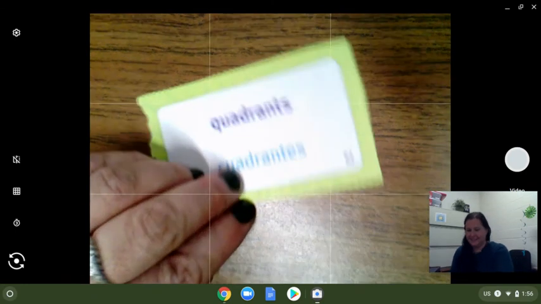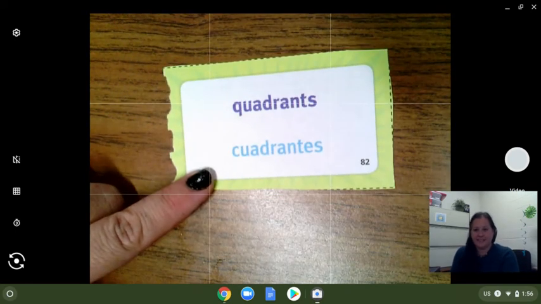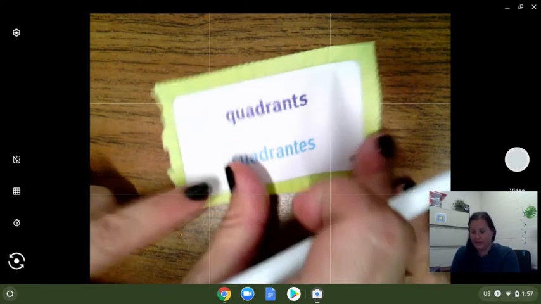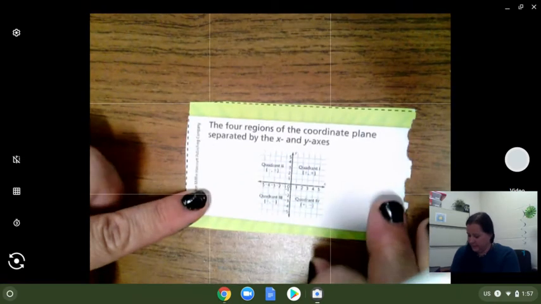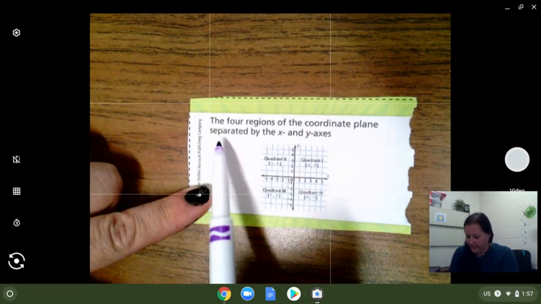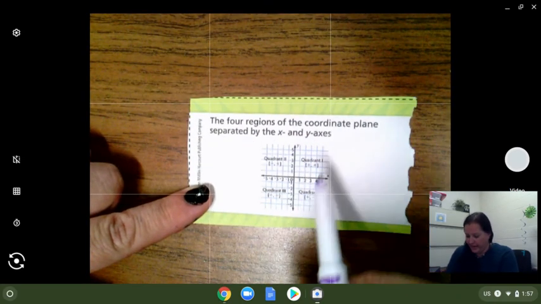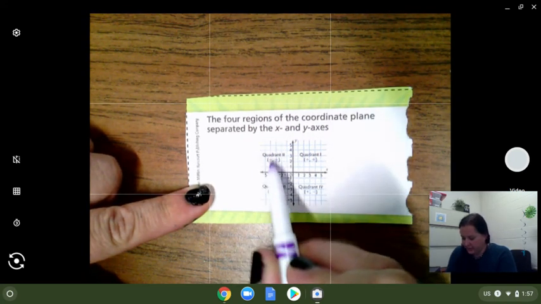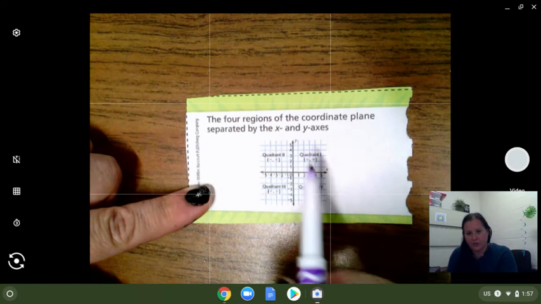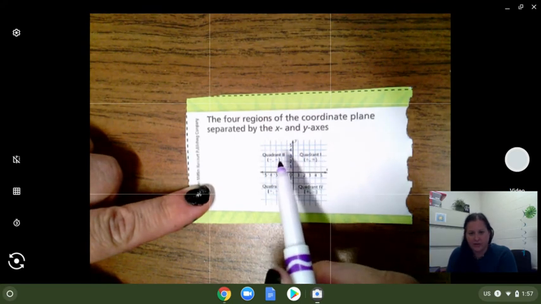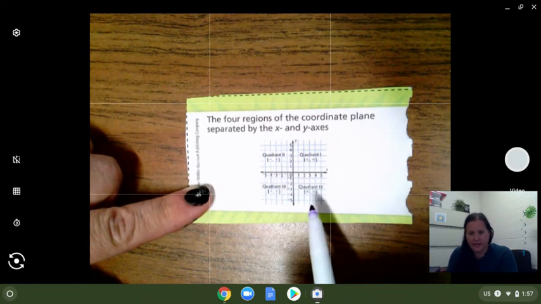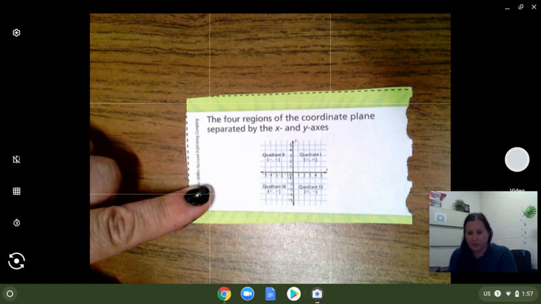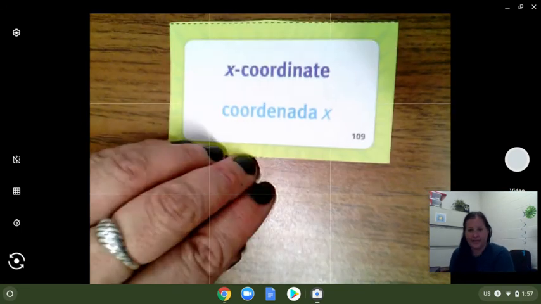Quadrants. The word quadrants. This has to do with the coordinate grid. The 4 regions of the coordinate plane separated by the x and y axis. So this is going to be a quadrant, another quadrant, another quadrant. Each of those are a quadrant. This is quadrant number 1, 2, 3, 4. And we're going to be learning more about quadrants. We have our x coordinate.